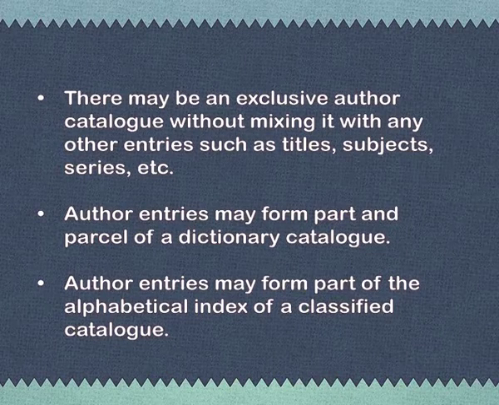Libraries may have author catalogues arranged in three different ways. There may be an exclusive author catalogue without mixing it with any other entries such as titles, subjects, series, etc. Author entries may form part and parcel of a dictionary catalogue. Author entries may form part of the alphabetical index of a classified catalogue. Irrespective of the form in which an author catalogue exists, it provides an important approach to a library catalogue as it fulfills an essential function of a catalogue.